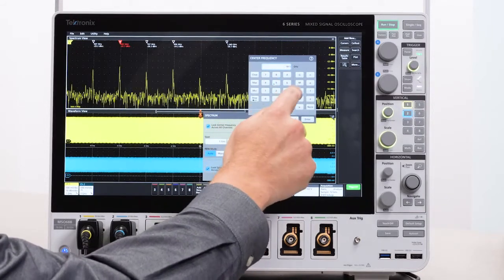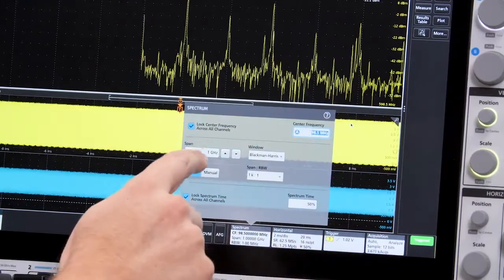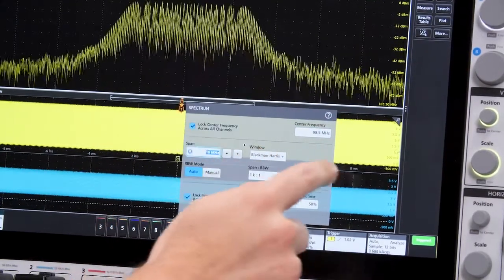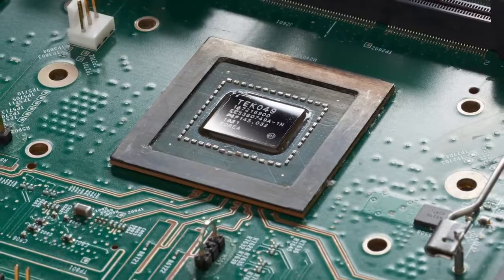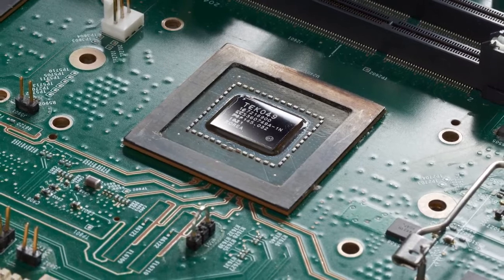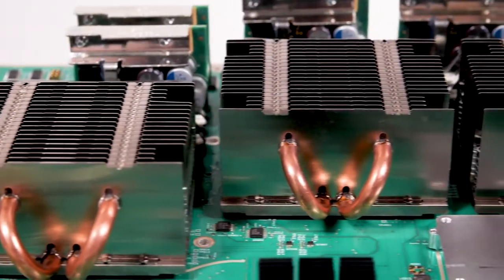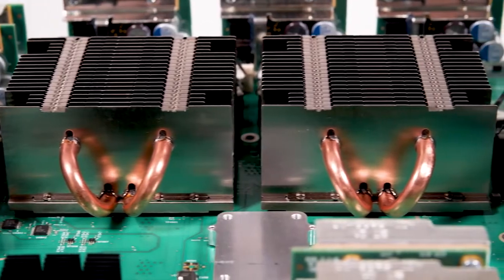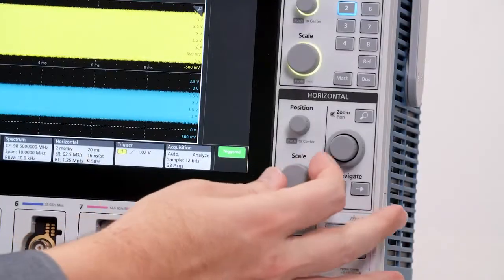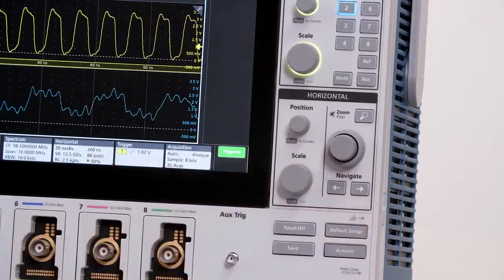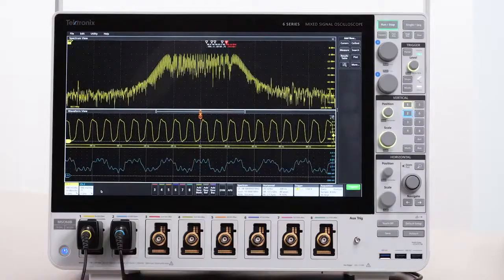So I'm going to punch that in, along with a span of 10 MHz using the spectrum analyzer controls. Unlike typical scope FFT controls, the spectrum controls and the time domain controls are completely independent. Digital down converters are independent of time domain sampling. This lets you change the sampling rate and get better time resolution without affecting the spectrum at all.